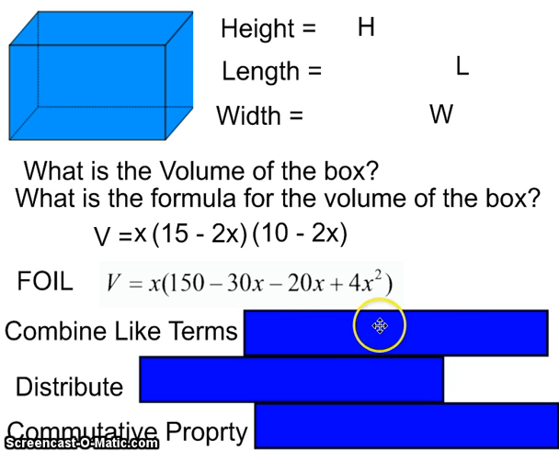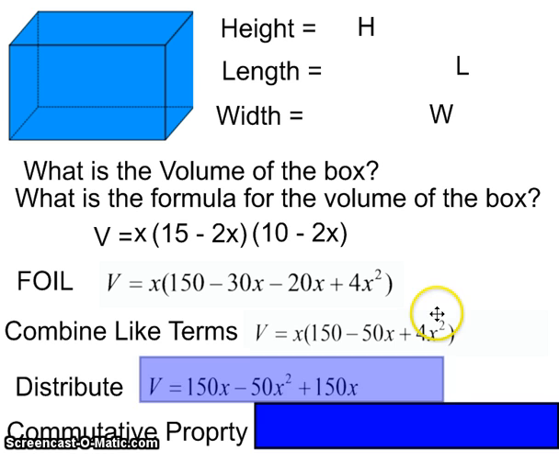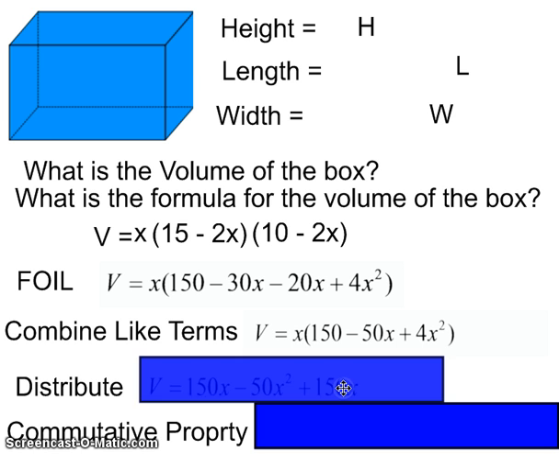Alright, combine like terms. Your like terms are the negative 30x and the negative 20x. Okay, negative 30x and negative 20x is negative 50x. Alright, now that the stuff inside the parentheses is in simplest form, now you want to distribute that x up front. Okay, so x times 150 gives me 150x. X times negative 50x gives me negative 50x squared. And then x times 4x squared gives me, oh my, we need to change this. It should be plus 4x cubed.